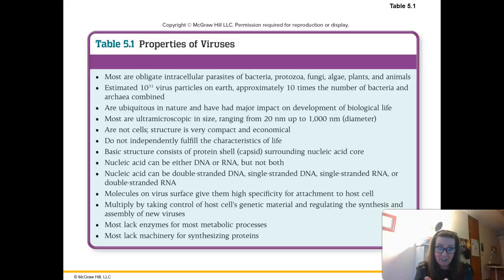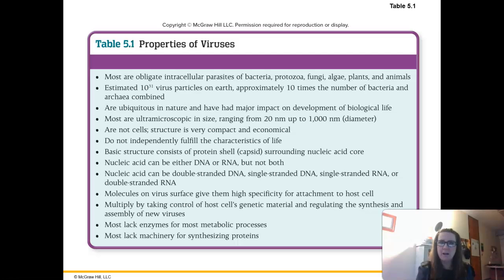It's estimated that there are 10 to the 31st power virus particles on Earth, approximately 10 times more than the number of bacteria and archaea combined. So they are ubiquitous. There are so many of them. They're in all major environments on the Earth, and they've had a major impact on life. We already talked about them being ultramicroscopic, so teeny, teeny, tiny.